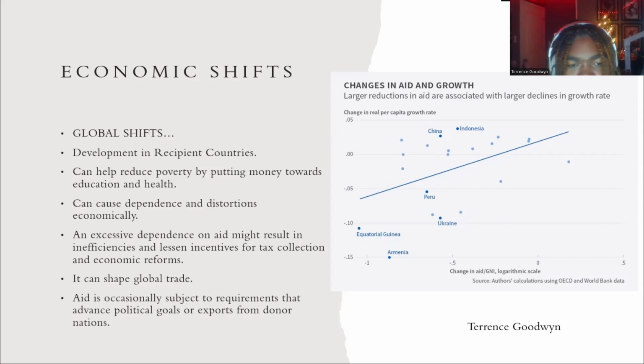It can also cause dependence and economic distortions by lowering incentives for nations to establish strong tax structures or undertake essential economic reforms. And over-reliance can lead to inefficiencies. This reliance runs the risk of impeding long-term growth and sustaining cycles of financial dependence.